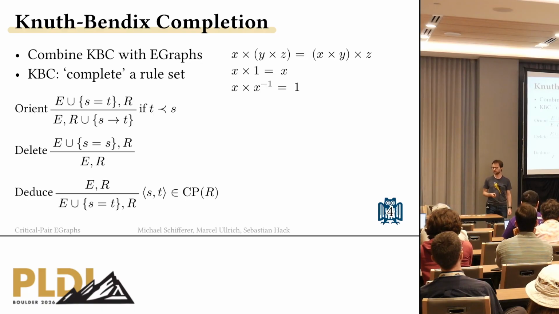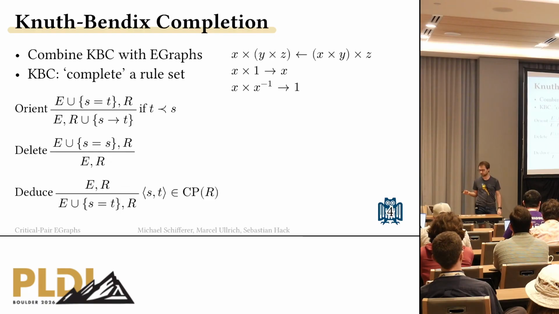So let's take our group example, so the three group axioms. And in the first step, our algorithm would just apply orientation and would say, okay, in the first example, maybe orient it from right to left to move the parenthesis back to the end of the term. In the second example, x times 1 is a larger term than x, so we will orient x times 1 from left to right, and also x times inverse of x can be oriented from left to right to just simplify our terms.